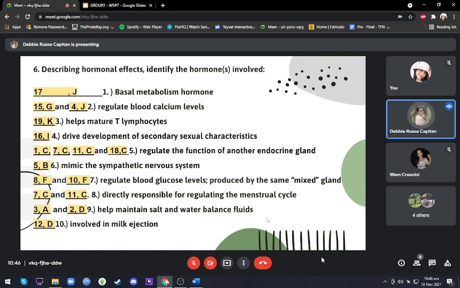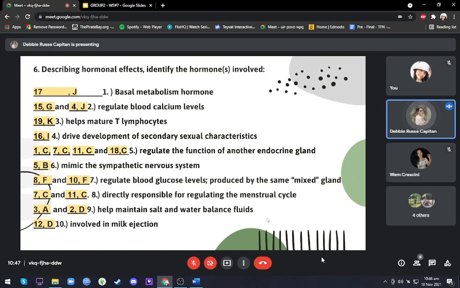Next is regulates the function of another endocrine gland. Our answer first is the 1C. The first hormone is the ACTH, and the site of production is the anterior pituitary. Next is 7C. 7 is the hormone FSH, and it is also in the anterior pituitary. Next is the 11C. It is the LH, and it is also in the anterior pituitary. And lastly, 18C, TSH, and it is also in the anterior pituitary.